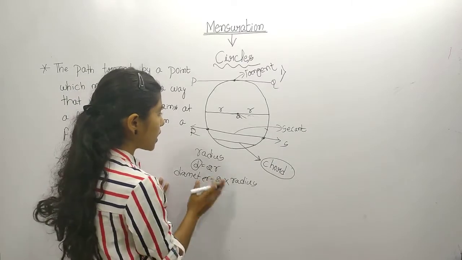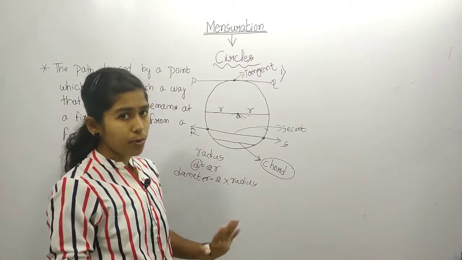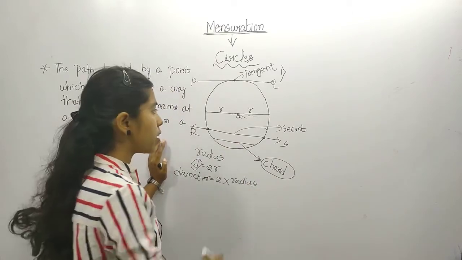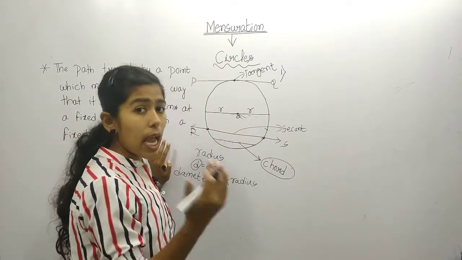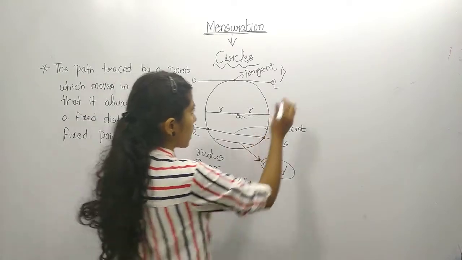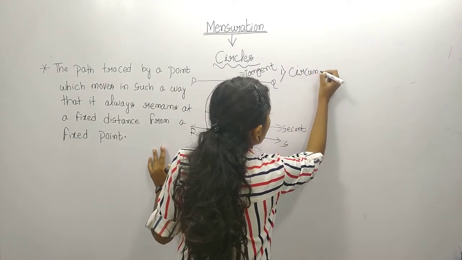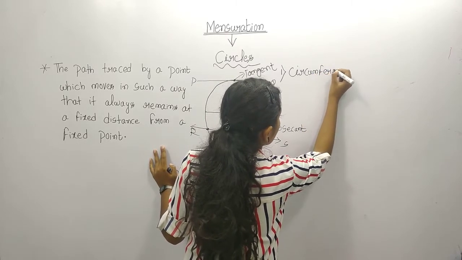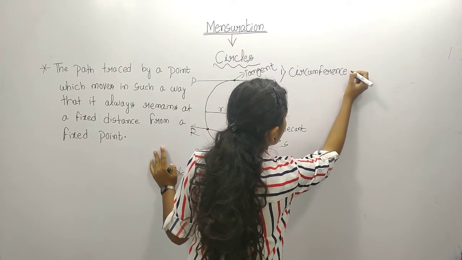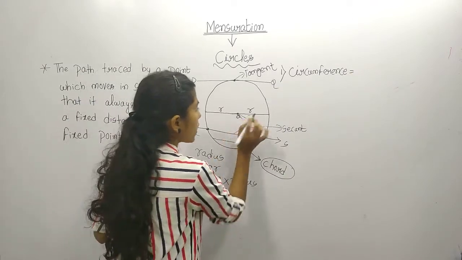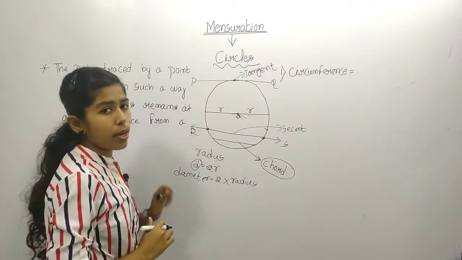Now let's see what the circumference of this circle is, which is otherwise called the perimeter, and what the area of this circle is. So first let's come to circumference. What is the circumference or perimeter of a circle?